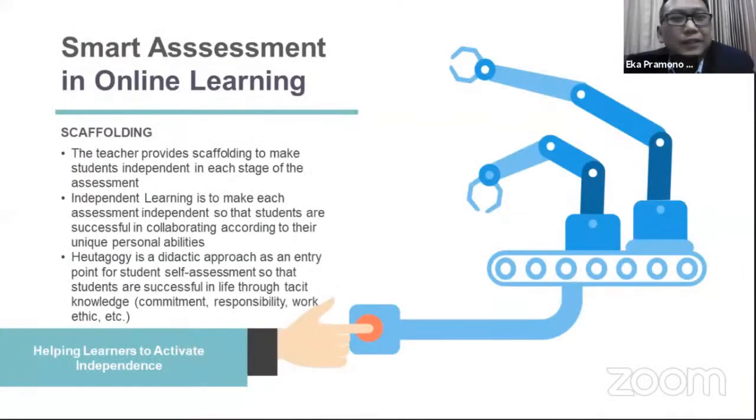Now, for smart assessment in online learning, we can conclude that we need scaffolding. In scaffolding, the teacher provides scaffolding to make students independent in each stage of the assessment. And second, independent learning is to make each assessment independent so that students are successful in collaborating according to their unique personal abilities. And the third is Utagoji.